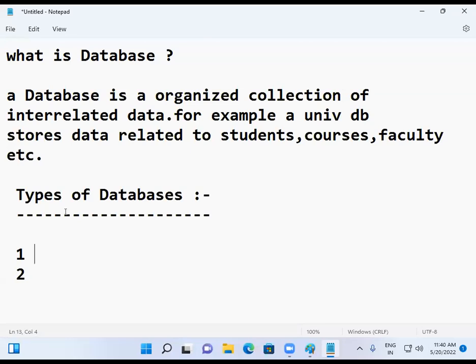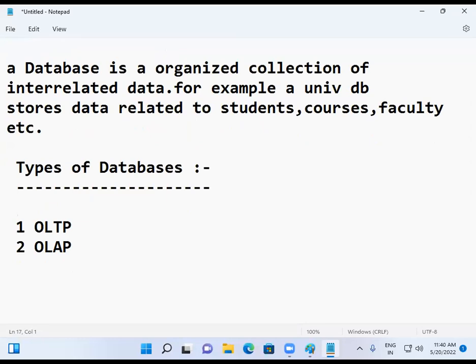Anyone knows? One is what? OLTP. Another one, OLAP. So databases are two types, OLTP, OLAP. Then what does OLTP stand for? OLTP database, OLAP database. What does OLTP stand for?